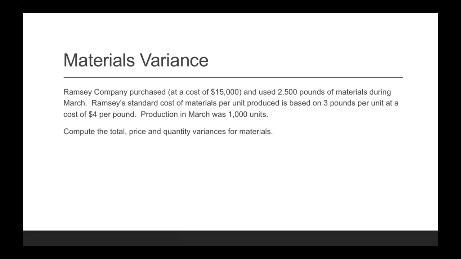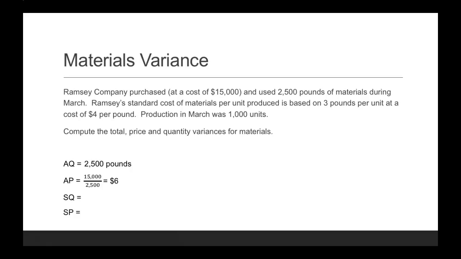But before we find those, let's first just define our terms, right? Our actual quantity, actual price, standard quantity, and standard price. So our actual quantity, how many actual pounds did they use of materials? 2,500 pounds. Actual price. We're going to want a price per pound. So we take the $15,000 that they spent on all of their materials this month and we divide it by the number of pounds that they purchased. So 15,000 divided by 2,500 gives you $6 per pound.